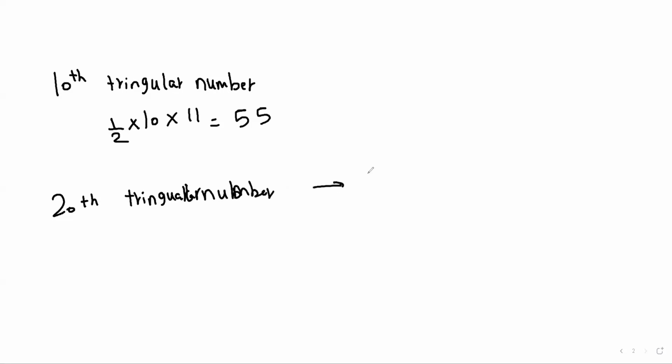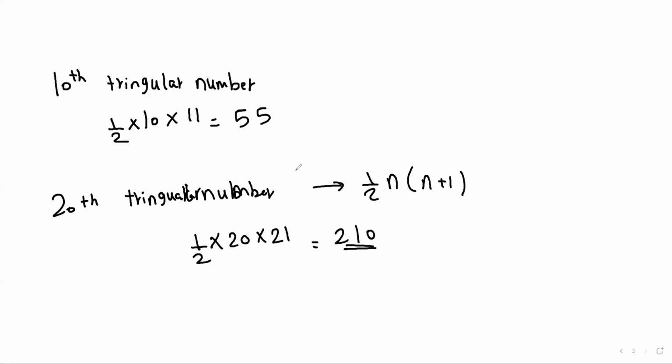Let's say the rule again. It's a half multiplied by n multiplied by n plus 1. Okay. In general. So it's 20th. So it's half times 20 times 21. It will be what? 10 times 21. It will be 210. That's right. Great. That's it.